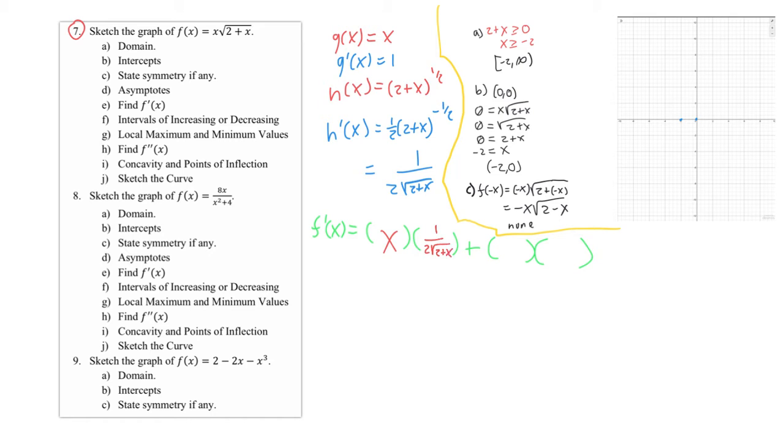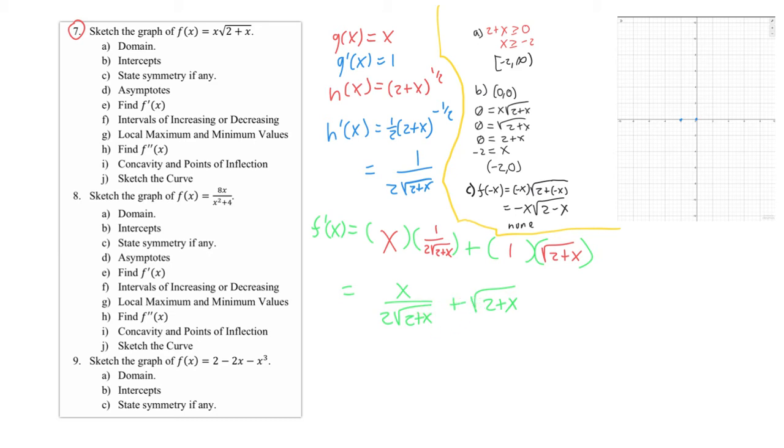And then we are going to have g prime of x, which is just 1, times h of x, which is radical 2 plus x. And that turns out to be, at the end of the day, let's see, x over 2 times radical 2 plus x plus radical 2 plus x. So that is the derivative.